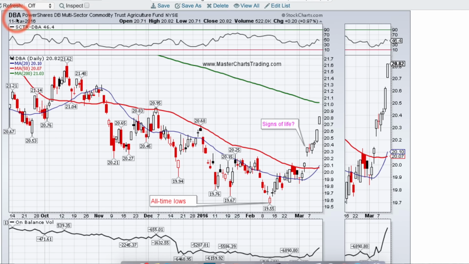Okay, and finally, let's wrap up with multi-sector commodity agriculture fund. This is a diversified agriculture fund that holds, I believe, several various futures of various agricultural commodities. Now, these are all-time lows, in fact. But since this is a fund that holds futures, it's really difficult to say that it's an all-time low for the index itself that it follows, because there is slippage and it loses its value.